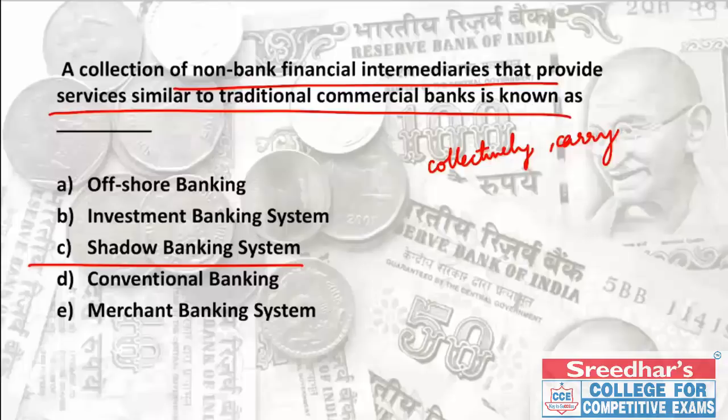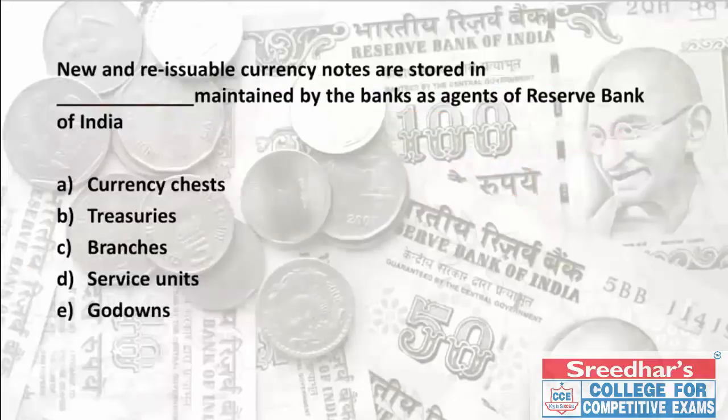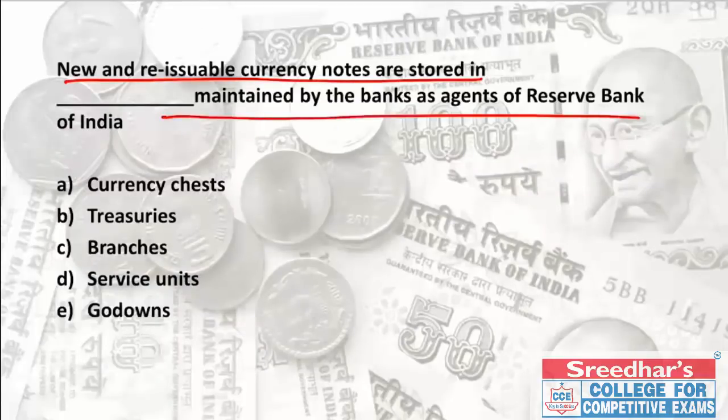Shadow banking has grown in importance to rival traditional depository banking and was a primary factor of the mortgage crisis which happened in 2007-2008 throughout the world. New and reissuable currency notes are stored in currency chests, which are maintained by banks as agents of RBI.